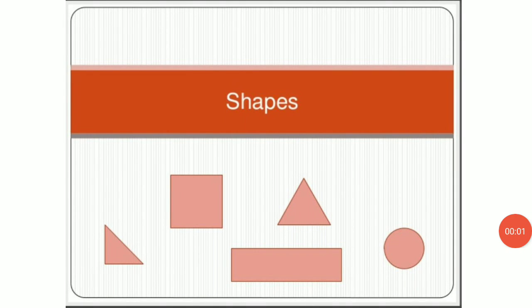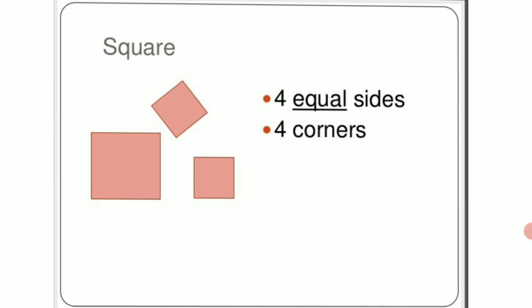Hello children, let us come to the chapter of geometry where we will deal with the basic shapes, that are the 2D and the 3D shapes. Let us start with the 2D shapes, children. The 2D shapes are a square, a triangle, a rectangle and a circle. Let us come to a square first.